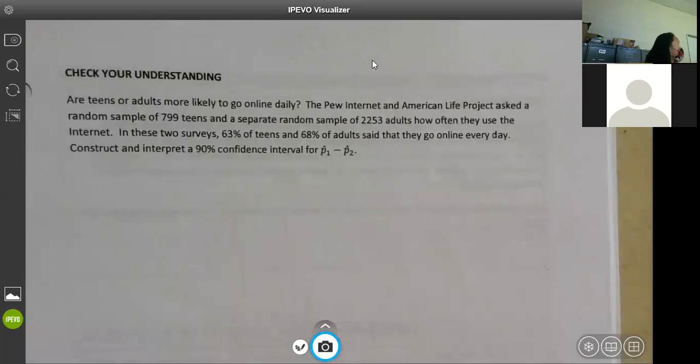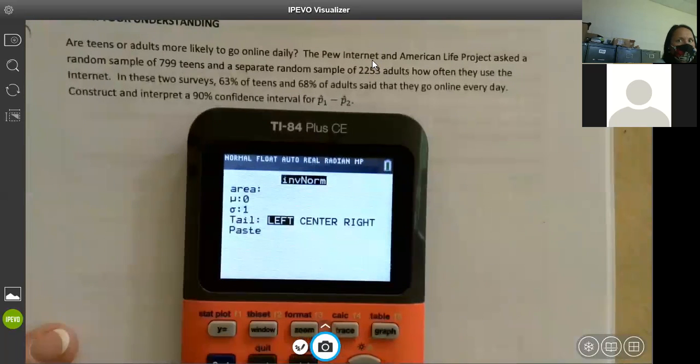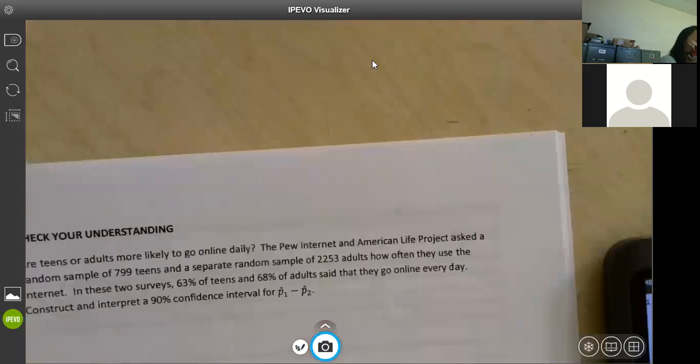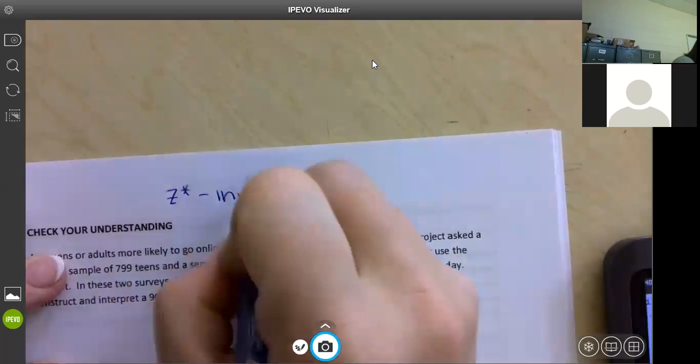It's a different Z-star, right? So how do I find that different Z-star? Y'all remember how to do that? Okay, so let's see. Is it inverse norm? So we're going to try inverse norm. How would I figure out the area? 0.05, right? Okay. And our mean is? You leave it like that? Okay. Is everybody good with that? Okay. Perfect. So one more time. To get your Z-star, you do inverse norm.